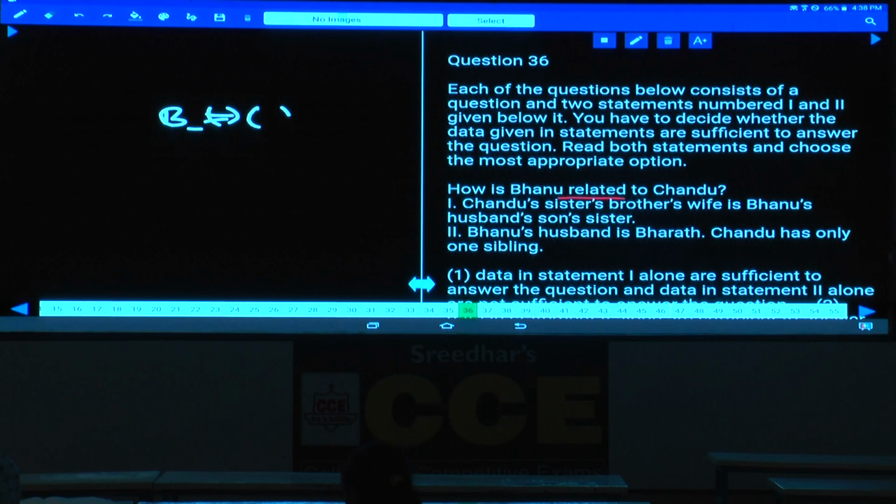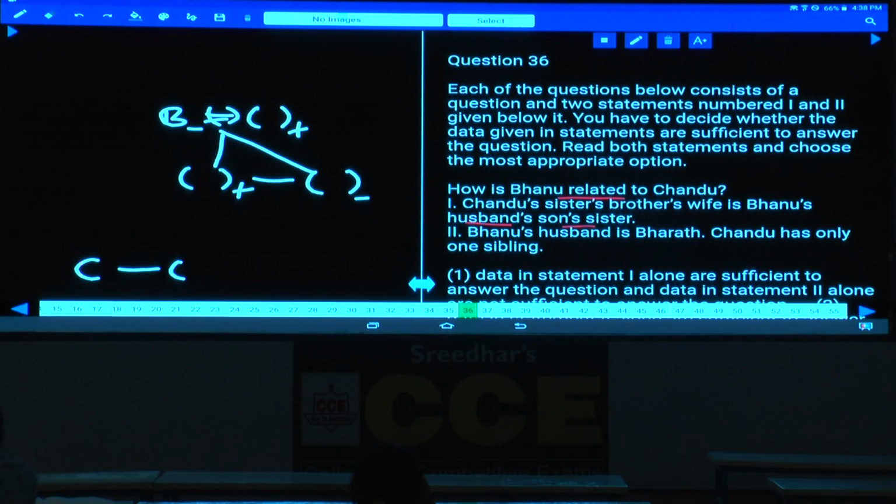Banu's husband is there. Now, Banu's husband is having a son. Now, this son's sister, who is this person? This son's sister is Chandu's sister's brother's wife. Now, Chandu is here. Chandu is having a sister. Now, sister is having a brother. Now, brother's wife is this person, isn't it?